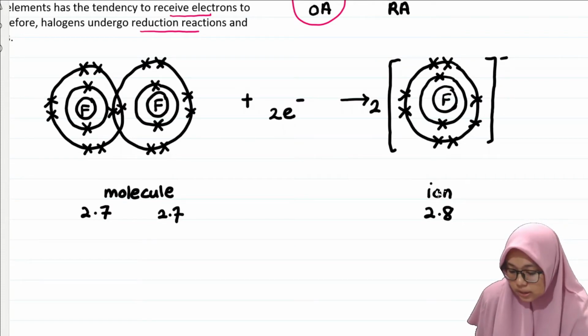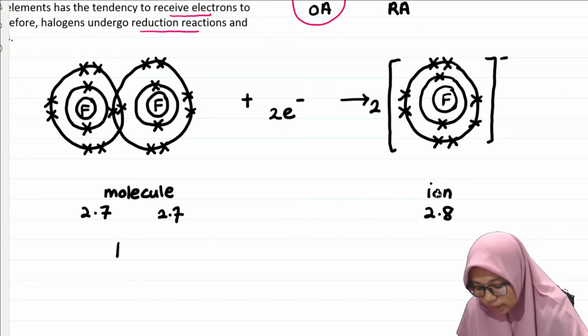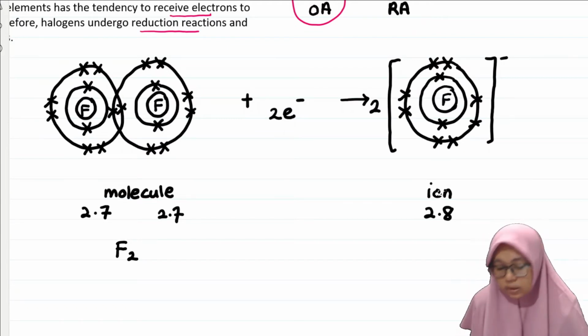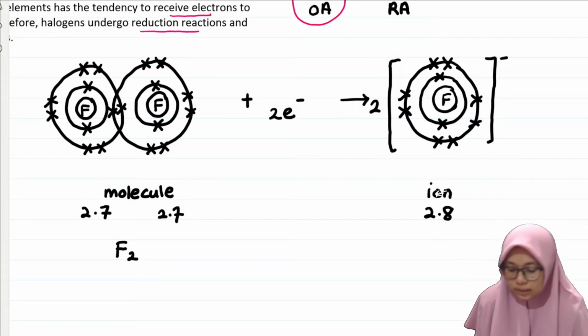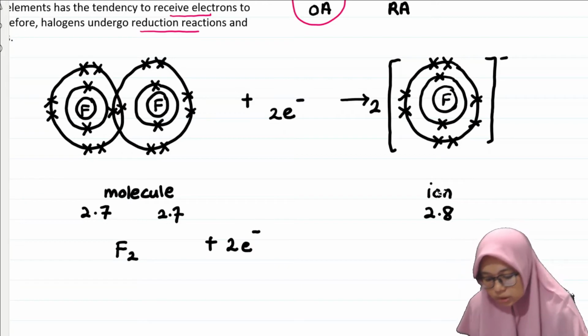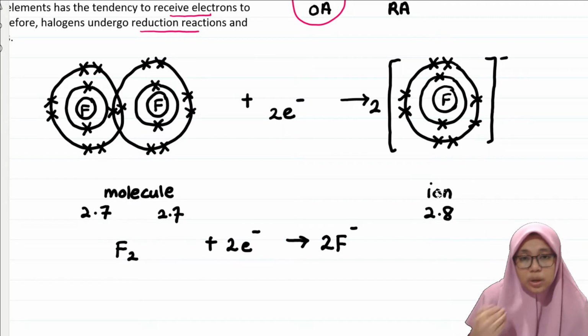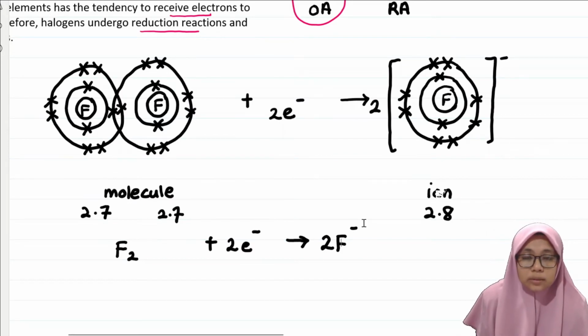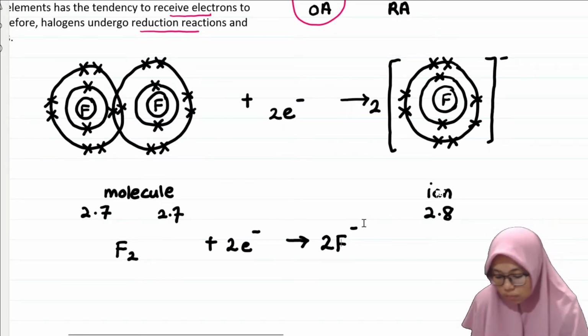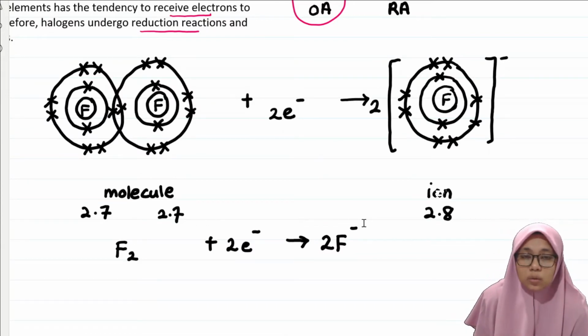For this reaction, as you can see here, we write the formula for the fluorine molecule as F2. Okay, so the fluorine molecule can accept electrons, so we can put the half equation as F2 plus 2e, and it will produce 2F minus. Why minus? Because you already added 2 electrons to the molecule. So the molecule turns into ions. So it is the same for chlorine and also bromine.